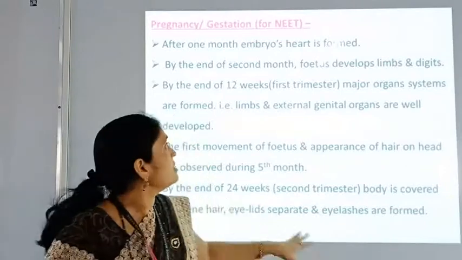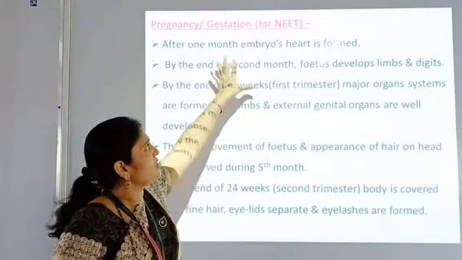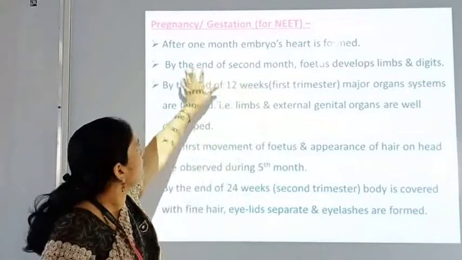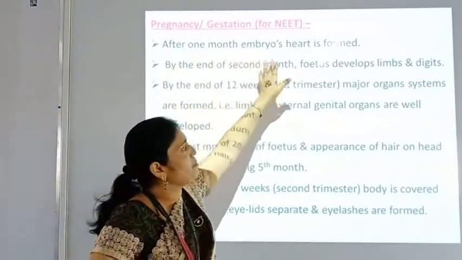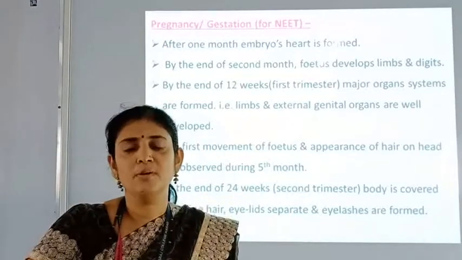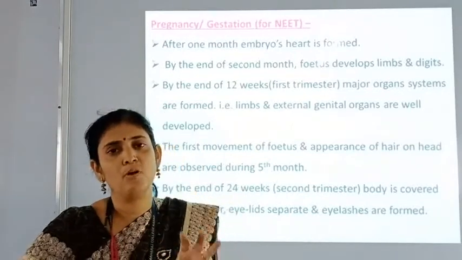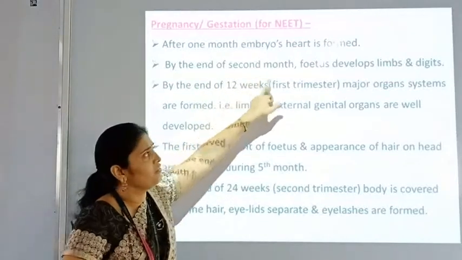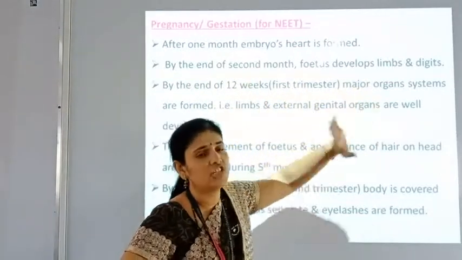So here this is the pregnancy or gestation period for the NEET point of view. First, after 1 month the embryo's heart is formed. So after 1 month of development of the embryo, the heart is formed, that we have to remember here. Then by the end of 2nd month the fetus develops limbs and digits.